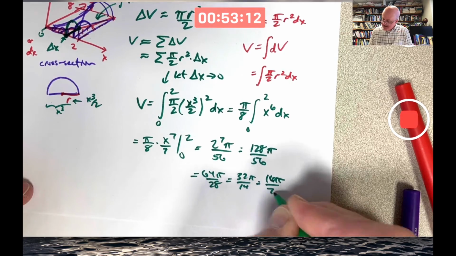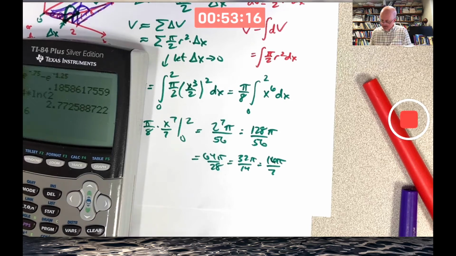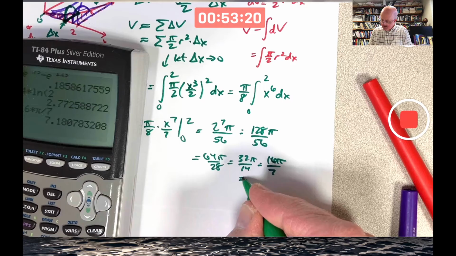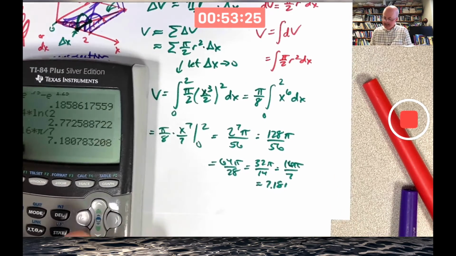I hope I have not made a mistake. Again, if I make a mistake, I'll put it on there. 16 times pi divided by 7 is approximately 7.181, say, if I have not made a mistake.